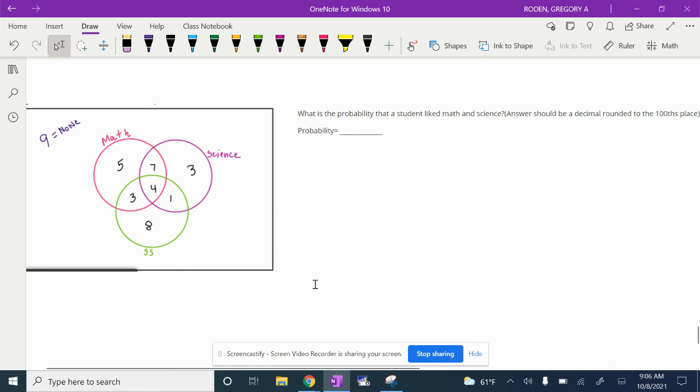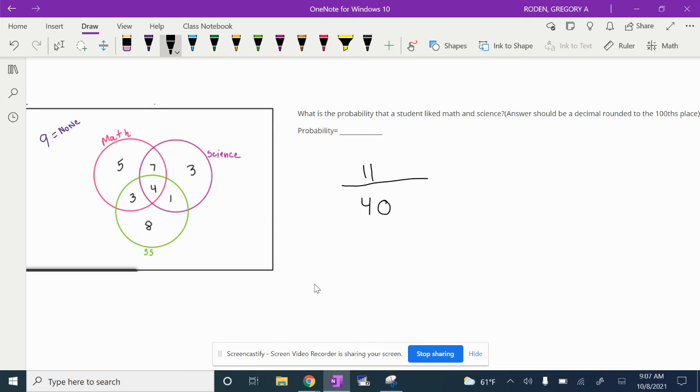All right, so the next one is asking, what is the probability that a student liked math and science? Okay, so math and science. Well, first of all, we're going to consider the 40 kids here. And then we want math and science. Well, where are math and science? It's where the purple and the red intersect. Okay, and means intersection. So that's going to be 7 and 4.